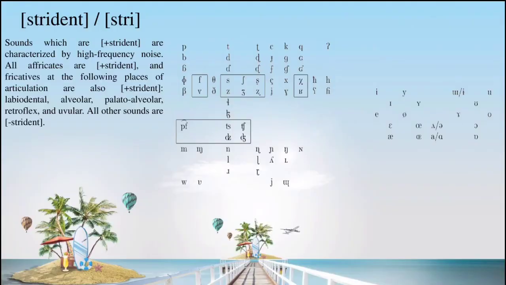The fourth manner is strident. Sounds which are plus strident are characterized by high frequency noises. All affricates are plus strident, and fricatives at the following places of articulation are also plus strident: labiodental, alveolar, palato-alveolar, retroflex, and uvular. All other sounds are minus strident.